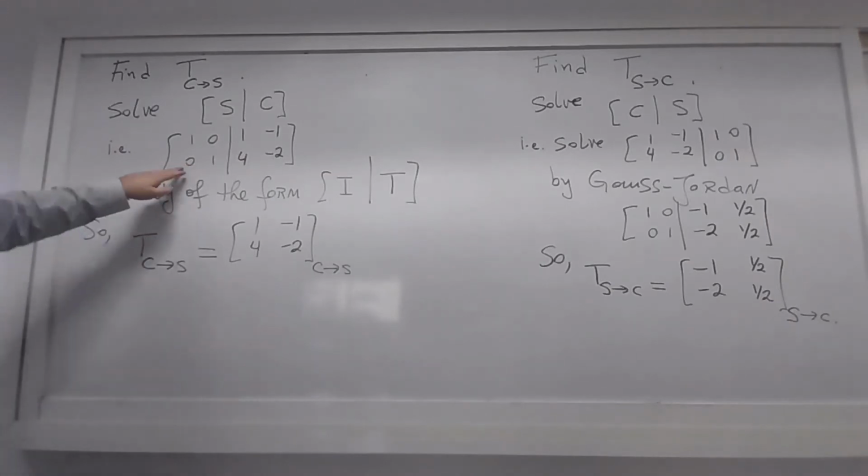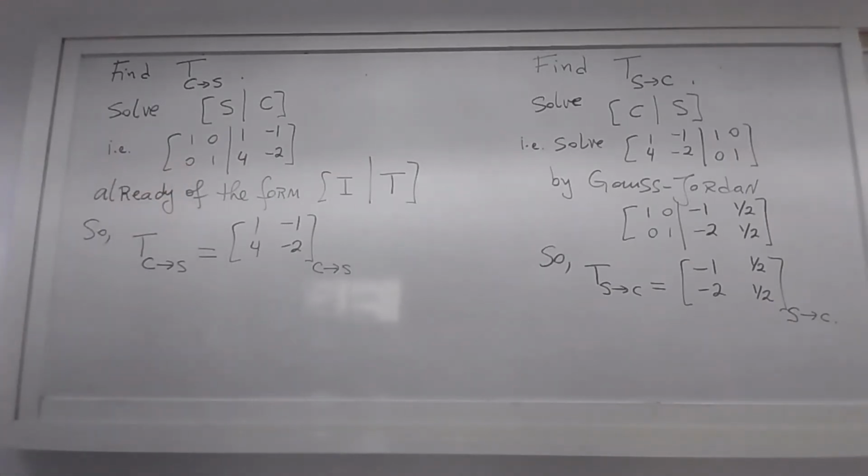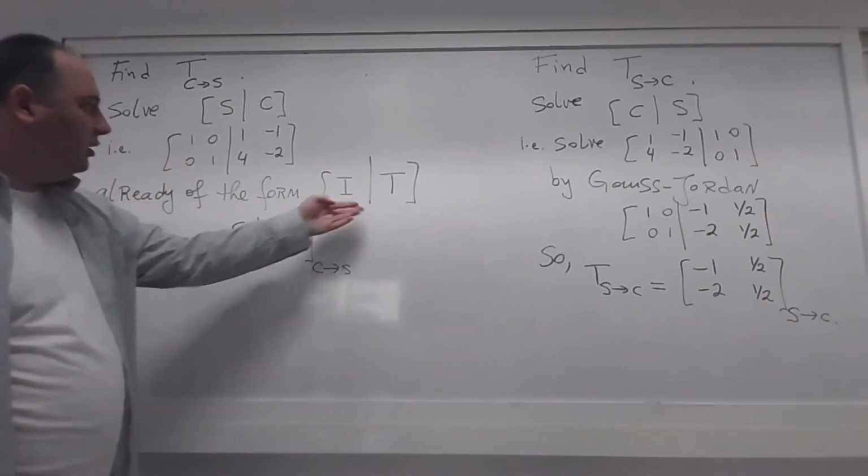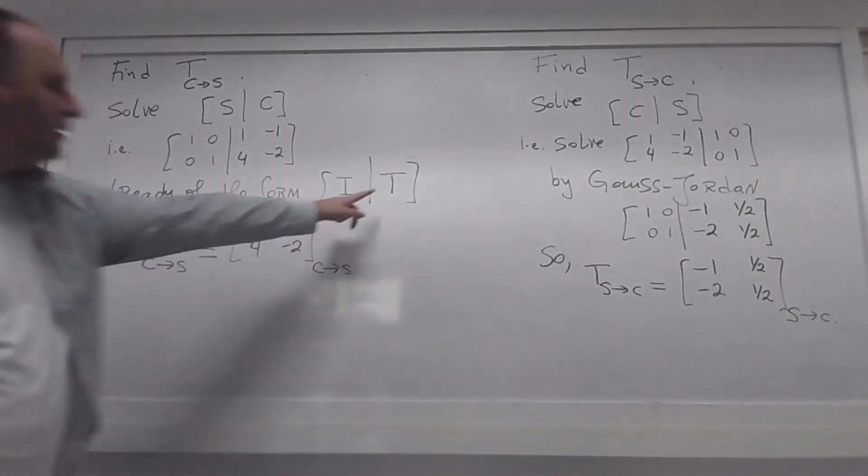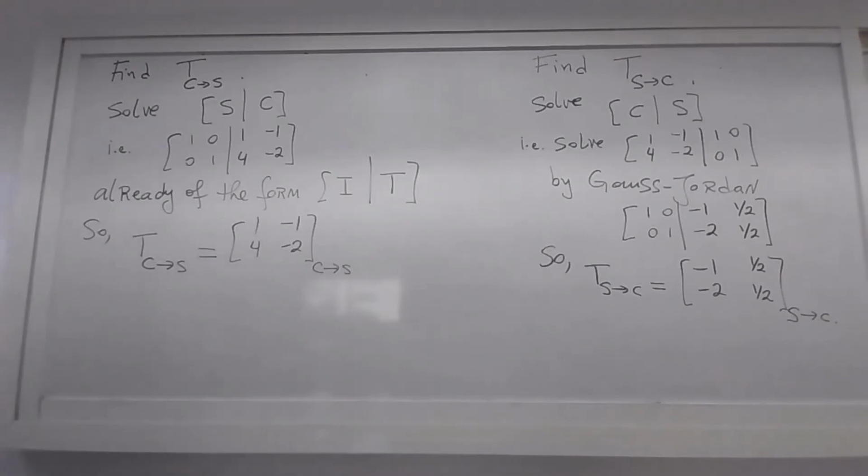Again, standard basis gives me identity matrix already. So immediately I have the form identity slash something. So this something is automatically the transition matrix. So here again, no work required. Transition matrix from basis C to standard basis is here, the basis vectors in basis C. Straightforward.